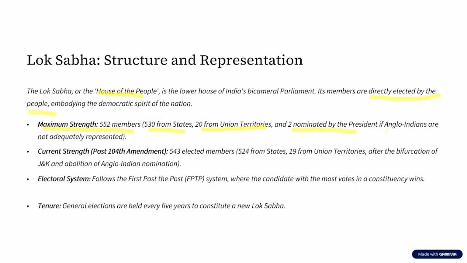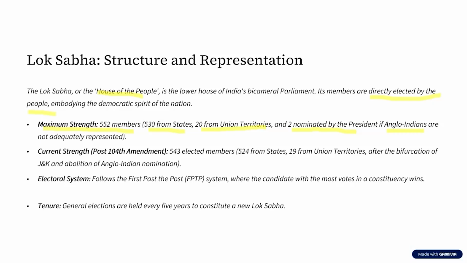Now, who were these 2 members? These 2 members were the Anglo-Indians. Now, who are these Anglo-Indians? The people of British descent who stayed back in India after Indian independence. So, 2 members of such people were also nominated to the Lok Sabha. So it was 530 from states, 20 from union territories, and 2 members from the Anglo-Indian community.